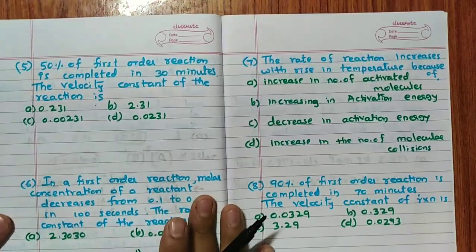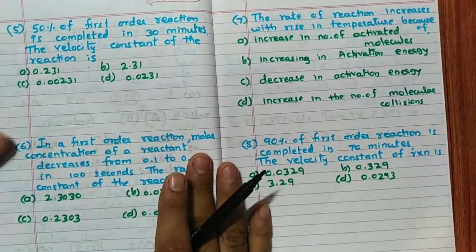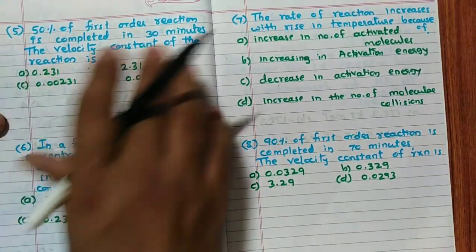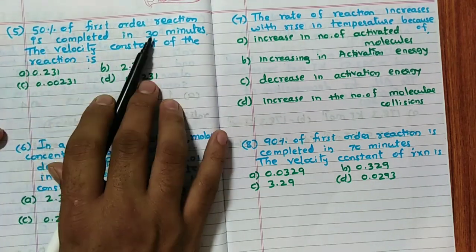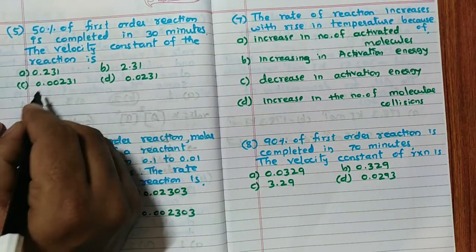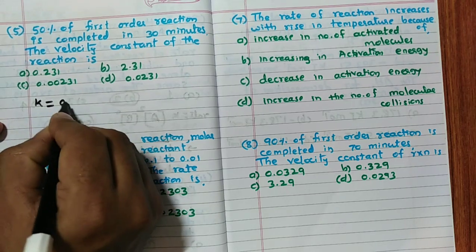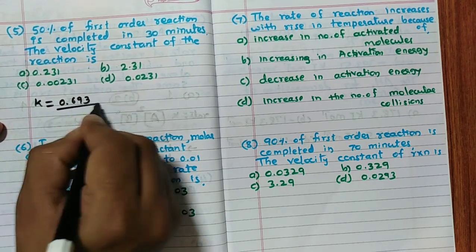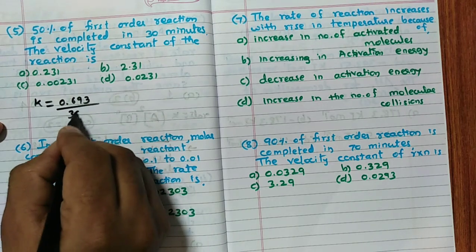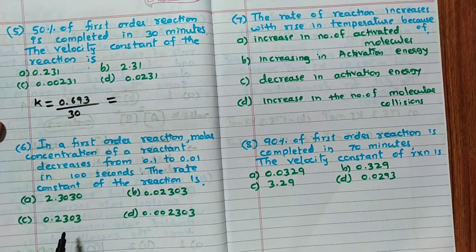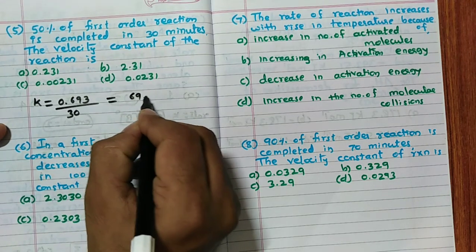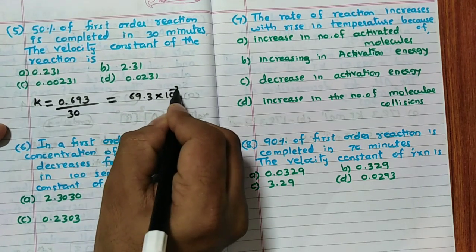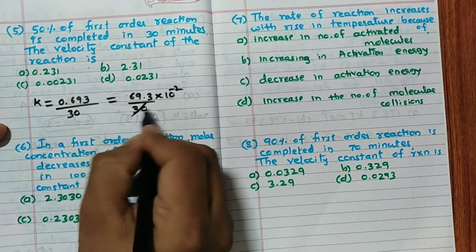Fine. Now, 50% of a first order reaction is completed in 30 minutes. Velocity constant? When 50% is completed, it means it is t half. Remember, t half. Velocity constant is k. k is equal to 0.693 divided by t half, and t half is 30 minutes. So this can also be written as 69.3 into 10 to the power minus 2 divided by 30.